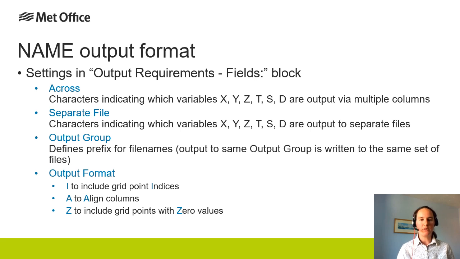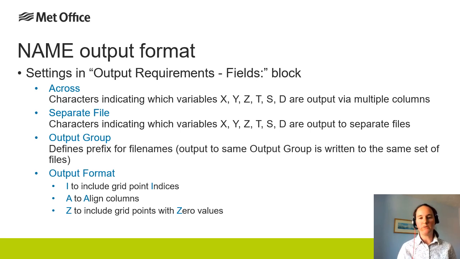And the final thing you need to mention is that you can specify the output format. There are 3 options here. You can have I, which will include grid point indices. So instead of columns which just have X longitude and Y latitude, you can then have the index of X and the index of Y. This can be particularly useful in some plotting programs. You need to include A to align columns. This is actually now compulsory due to some changes in NAME, so you can't leave this one out.